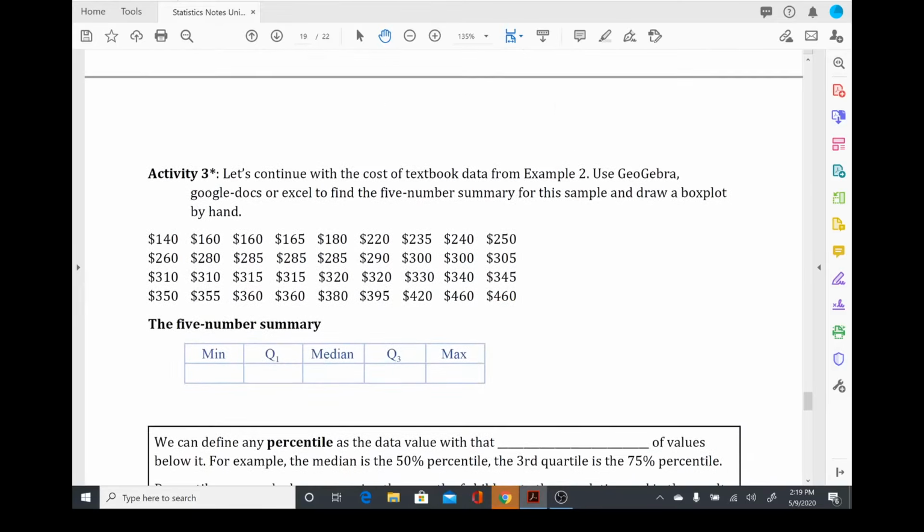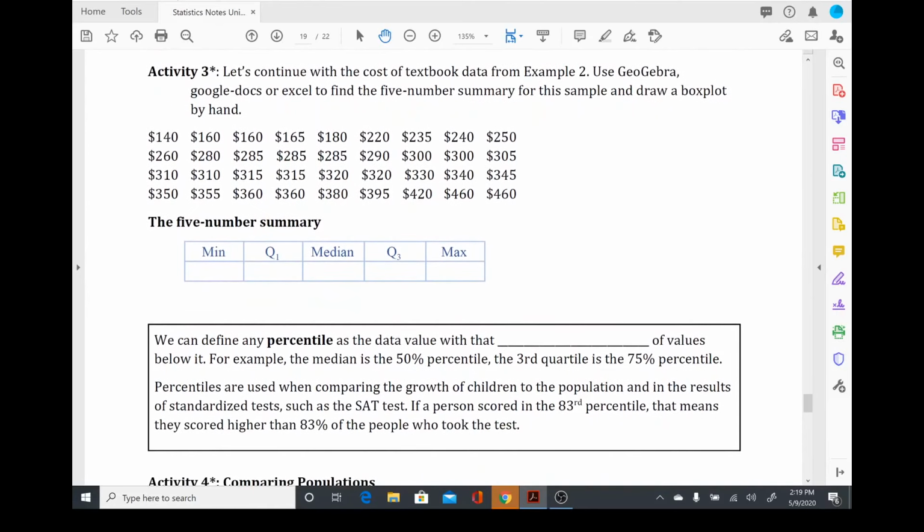I want to show you instead how you could work with a larger set of data in order to make a box and whisker plot. With this, you might be able to easily see the minimum, the median, and the maximum, and Q1 and Q3. That's fine. Go ahead and put those down if you see them. 140 is the smallest number, 460 is the largest number. Then you're like, well, what about that middle number?